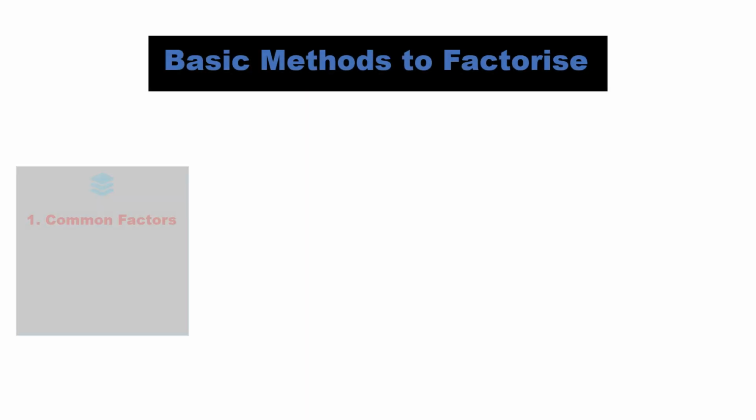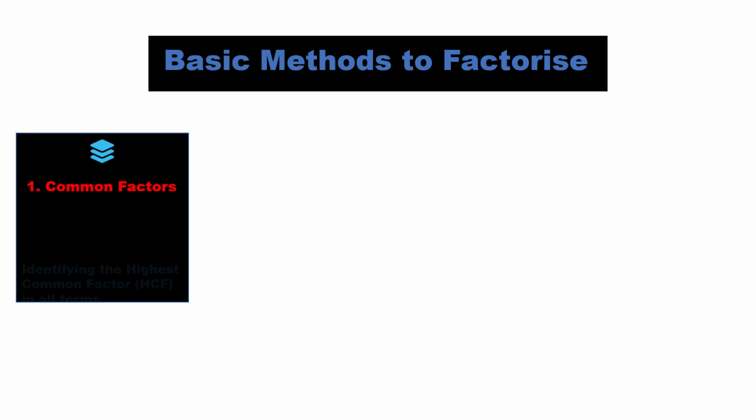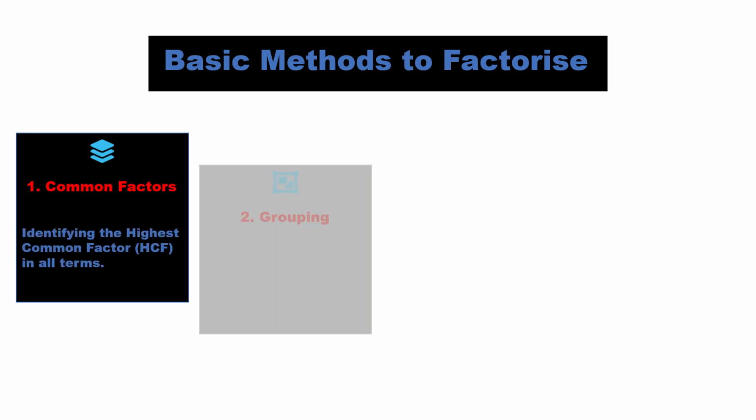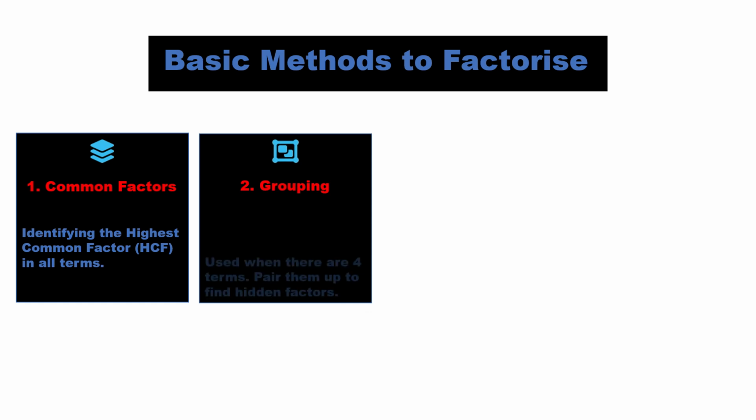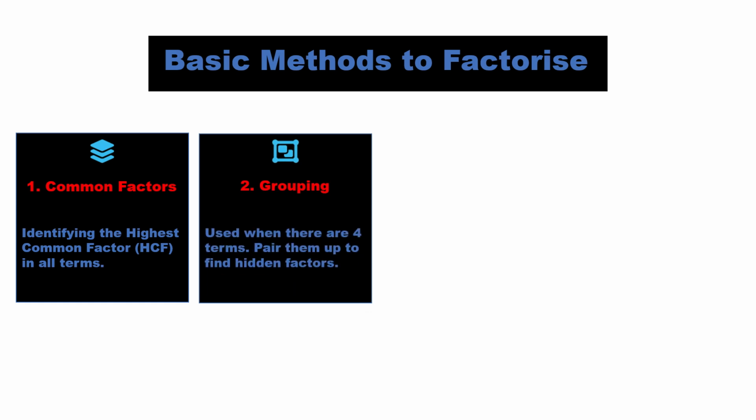The first deals with common factors. You have to identify the highest common factor in all terms. The second one is the grouping method. This is used when there are four terms. So, you pair them up first to find hidden factors.